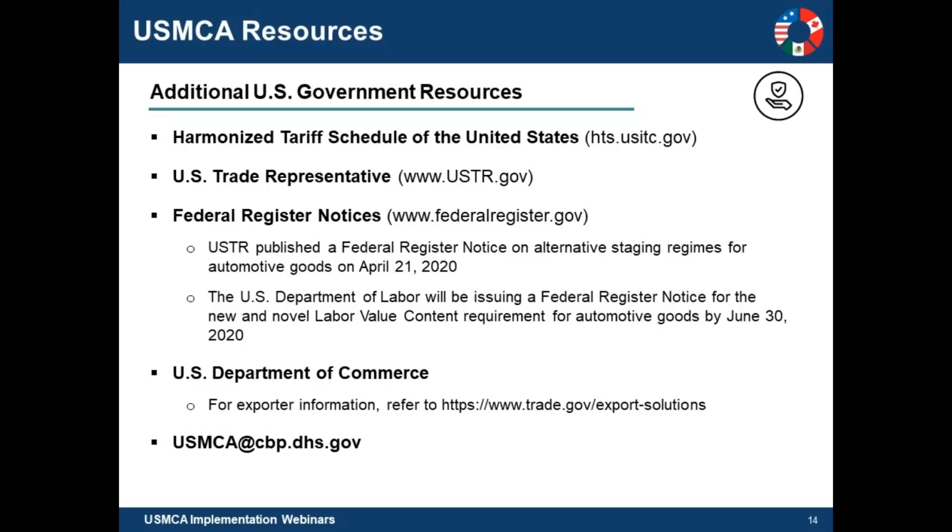And here's a list of additional government resources where you can find USMCA-related information. These include the Harmonized Tariff Schedule of the United States, which will include General Note 11 once it is published, on the U.S. Trade Representative's website. There are also some Federal Register notices that deal with USMCA-related topics that you can find at federalregister.gov. For example, on April 21st of this year, the USTR published a Federal Register notice on the alternative staging regimes for automotive goods. And the U.S. Department of Labor will be issuing a Federal Register notice for USMCA's new labor value content requirement on automotive goods, and that will be published by June 30th of this year.